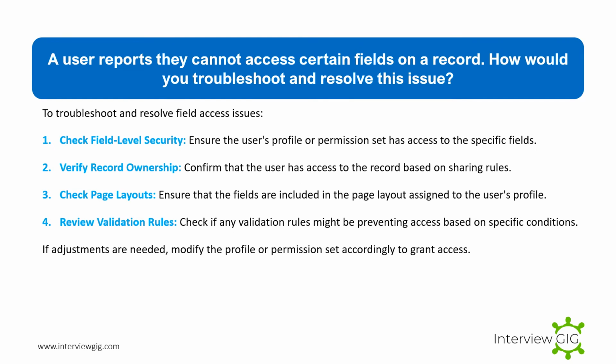A user reports they cannot access certain fields on a record. How would you troubleshoot and resolve this issue? To troubleshoot and resolve field access issues: 1. Check field level security. Ensure the user's profile or permission set has access to the specific fields. 2. Verify record ownership. Confirm that the user has access to the record based on sharing rules. 3. Check page layouts. Ensure that the fields are included in the page layout assigned to the user's profile. 4. Review validation rules. Check if any validation rules might be preventing access based on specific conditions. If adjustments are needed, modify the profile or permission set accordingly to grant access.